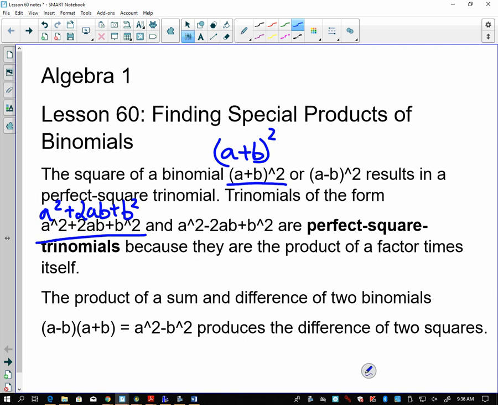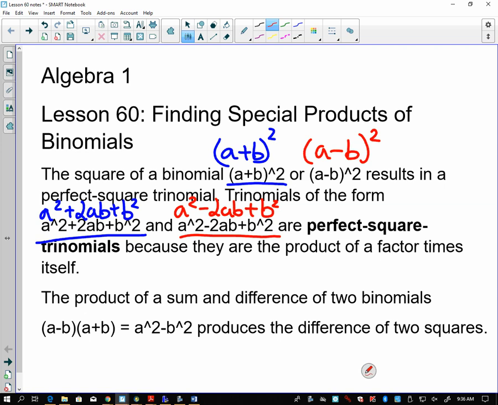All right, for the second part, where we have something like a minus b squared, we would get something that looks like this. I'll fix it so we see a squared minus 2ab plus b squared. The reason we have a plus b squared at the end is because a negative b times a negative b is a positive b squared. All right, so it's going to be negative, positive. Does all this make sense so far? Okay, these are what we call perfect square trinomials because they're the product of a factor times itself.